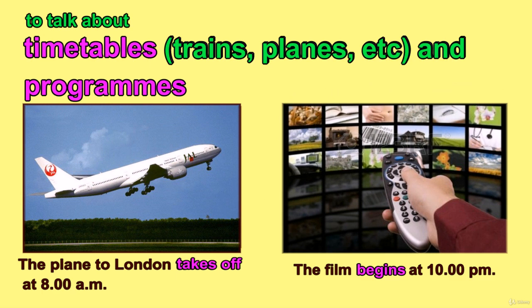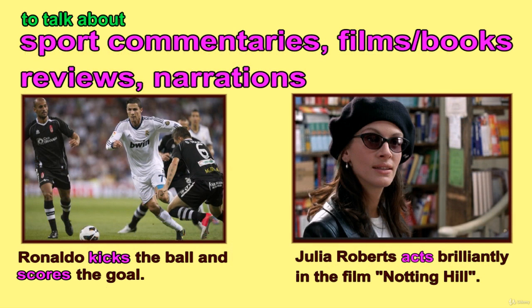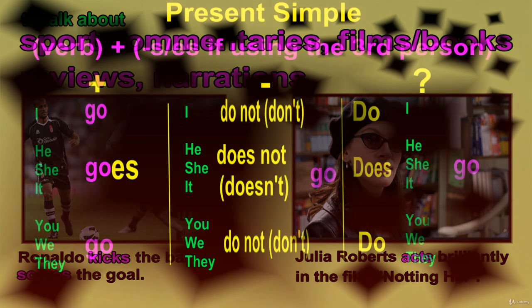We use present simple when we want to talk about timetables or programs. For example, the plane to London takes off at 8 a.m. or the film begins at 10 p.m. And finally, we use the present simple tense for sport commentaries or when we want to review the film or the book or narrate the story. For example, Ronaldo kicks the ball and scores the goal. Or Julia Roberts acts brilliantly in the film Notting Hill.